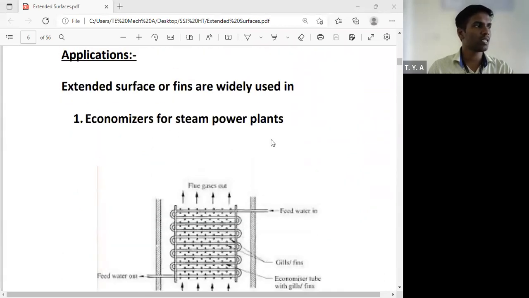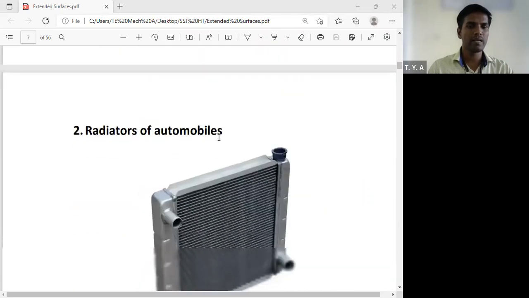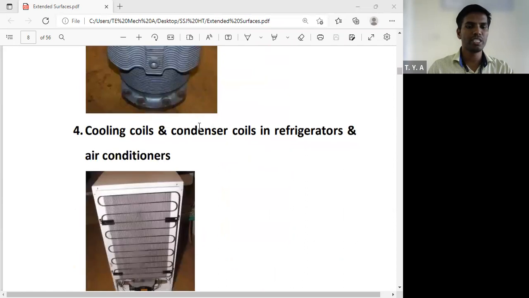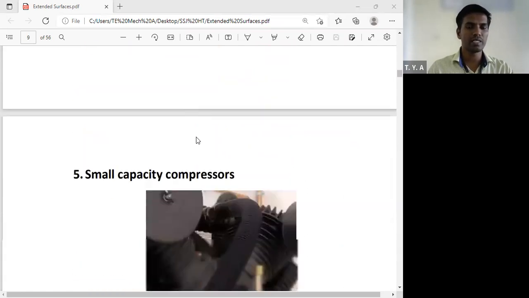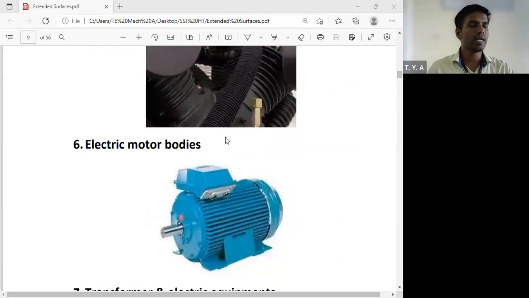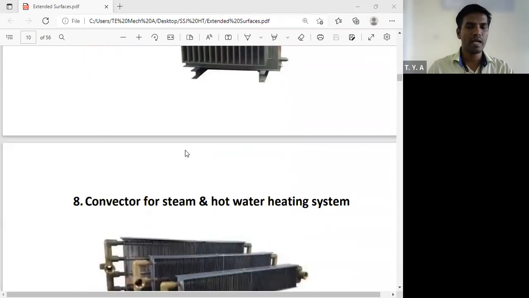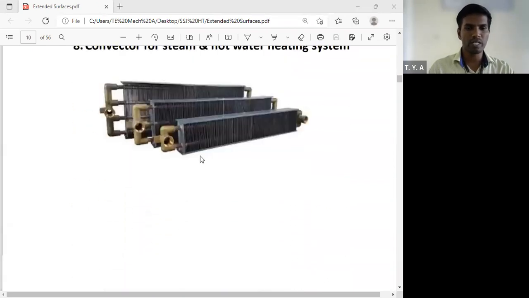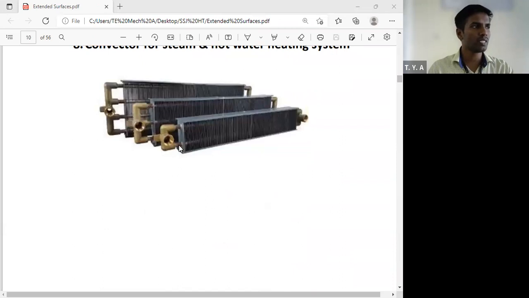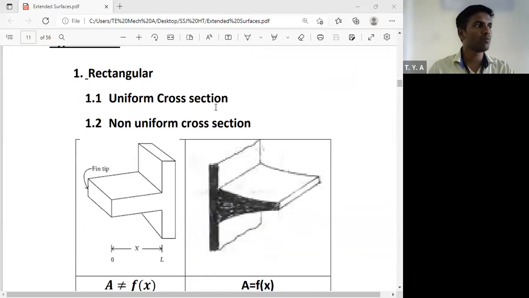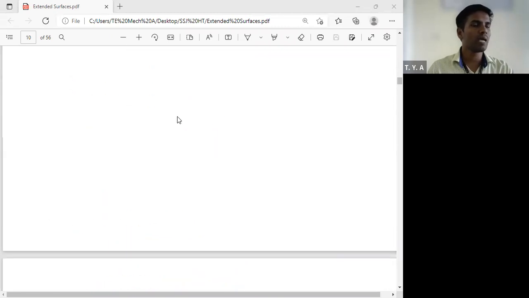Economizer for the steam power plant, radiator of the automobile, air cooled engine, cooling coils and condenser coils in refrigerators and air conditioners, small capacity compressor, electric motor bodies, transformer of electric equipment, and convector for steam and hot water heating systems. So these are the applications where we use the extended surfaces. After that, we discussed the types of fin. How many types are there?